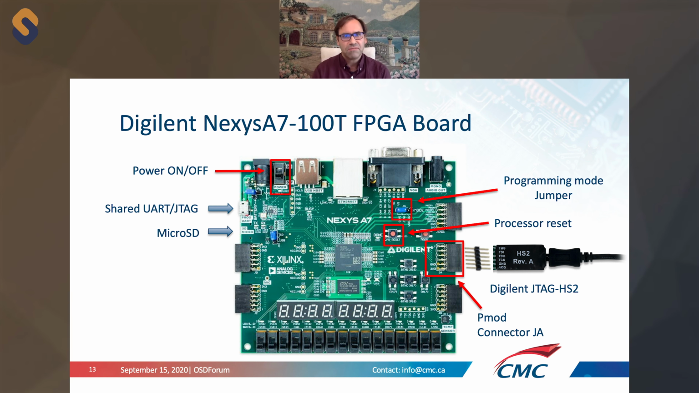In terms of the platform setup, we're using the Digilent Nexys A7 100T board. It's got some of the relevant features for today. The shared UART JTAG port and the Digilent JTAG HS2 cable should be connected to your host system.